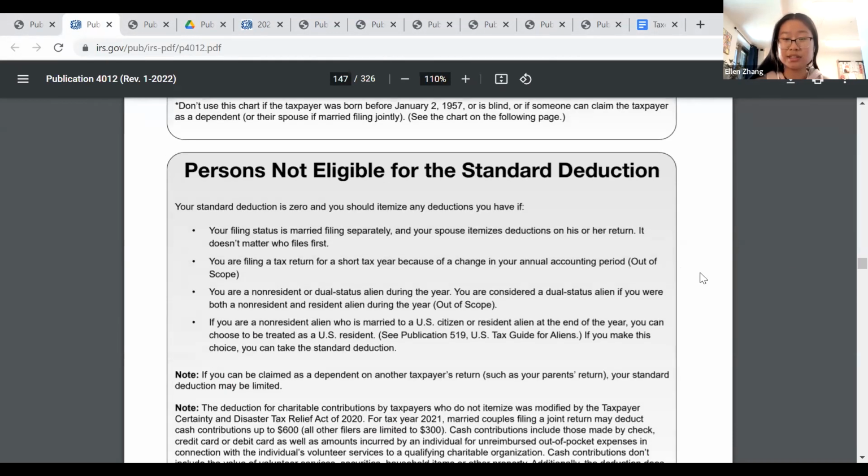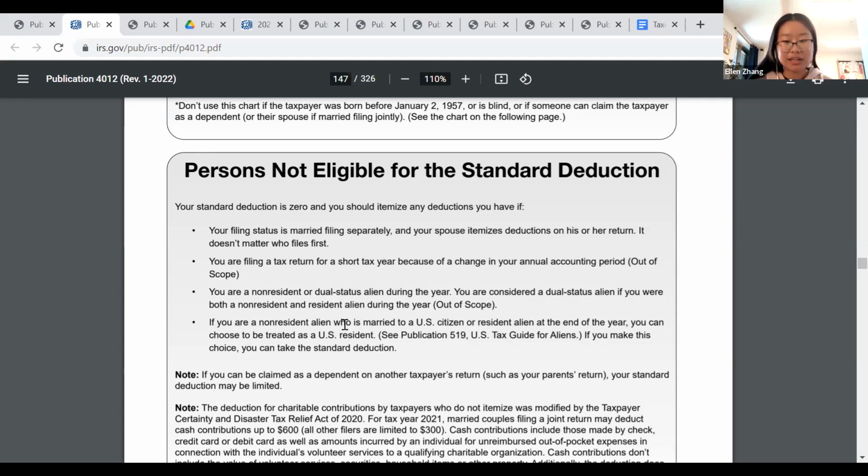And then going back to this page, we can look at a few people who are not eligible for the standard deduction, which means you would have to do itemized instead. So these people would be if your filing status is married filing separately, but your spouse decides to itemize deductions, well, then you're stuck with itemized deductions as well. Or if you're filing as a non-resident or a dual status alien during the year, you cannot take the standard deduction.